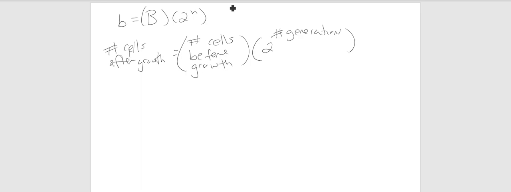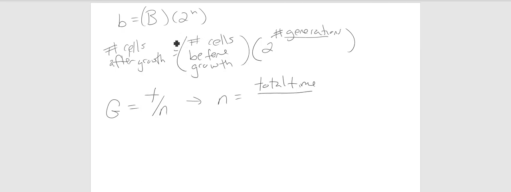But the other key is that most of the time the problem doesn't actually tell you the number of generations. Instead, it just tells you how long the cells have been growing for. So to solve for that n, we actually need to use the other equation, which was that the generation time equals the total time of growth divided by the number of generations. When you rearrange that formula, you get the number of generations equals the total time, so the amount of time the cells were growing, divided by the generation time.